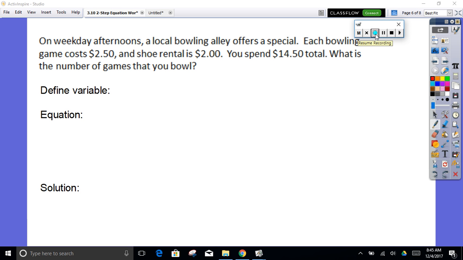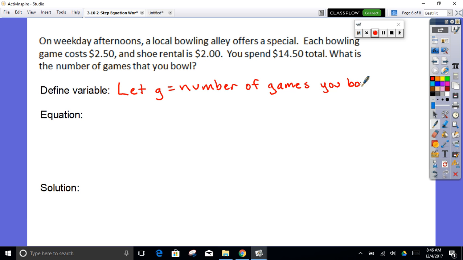Okay, let's go over these. First one. On weekday afternoons, a local bowling alley offers a special. Each bowling game costs $2.50 and shoe rental is $2. You spend $14.50 total. What is the number of games that you bowl? Zoe, would you define the variable for us? Let G equal games that you bowl. Okay, let G equal, let's say the number of games, because we want to specify it's how many games, not the cost of a game. Number of games you bowl.